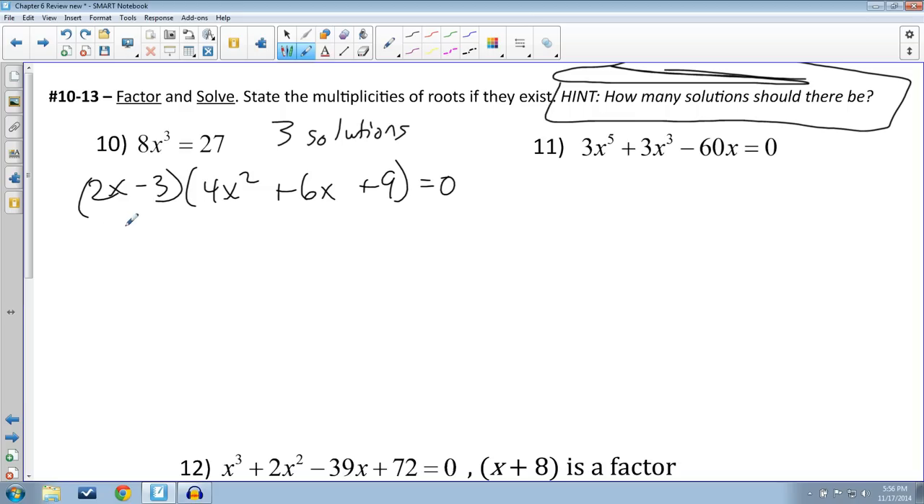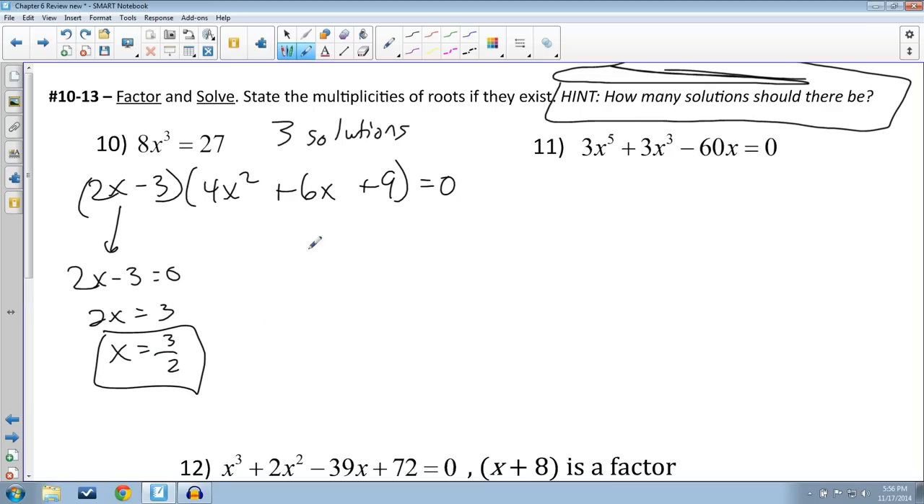So if these are equal to 0, either 2x minus 3 equals 0, in which case 2x equals 3, and x equals 3 halves. Hey, we already had that answer. Cool. Yeah, but there were 2 other answers right here. 4x squared plus 6x plus 9 equals 0. What did we say about these? Non-factorable and non-real. These are 2 imaginary solutions.